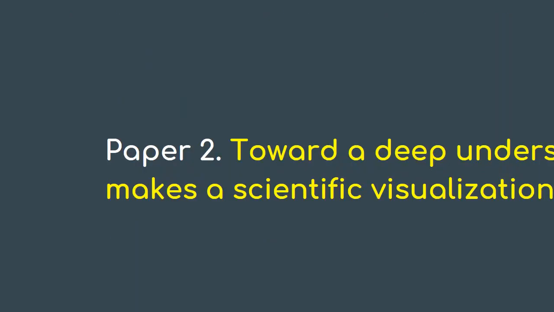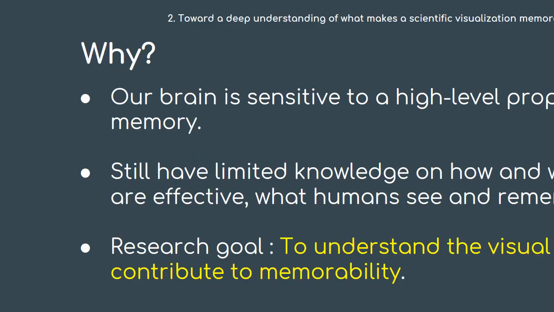My second paper is Toward a Deep Understanding of What Makes a Scientific Visualization Memorable. This paper talks about what kind of features contribute a lot to the memorability of the visualization. Many previous studies have proved that our brain is sensitive to a high-level property that guides memory, but they still have limited knowledge on how and why visualizations are effective, what humans see and remember. So this paper is trying to fill the gap to understand the visual features that contribute to the memorability.